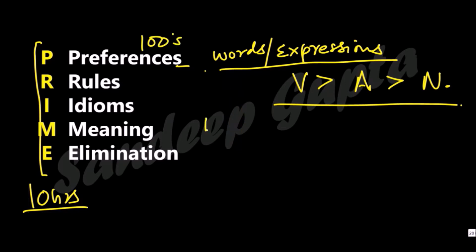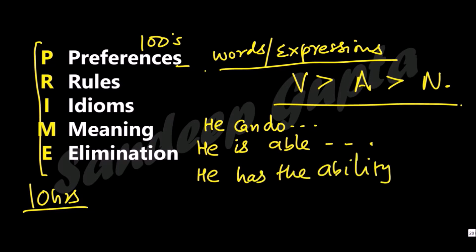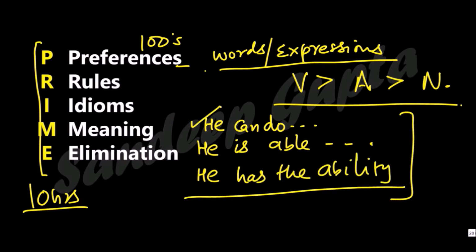Let's say I say he can do something, he is able to do something, and he has the ability to do something. All three are grammatically correct, but on the GMAT, only the first will be considered correct because it uses the verb form. Able is the adjective form, ability is the noun form. So on the GMAT, these two will not be preferred. This is the meaning of preferences. There are hundreds of words and expressions. We will learn them in extreme detail.